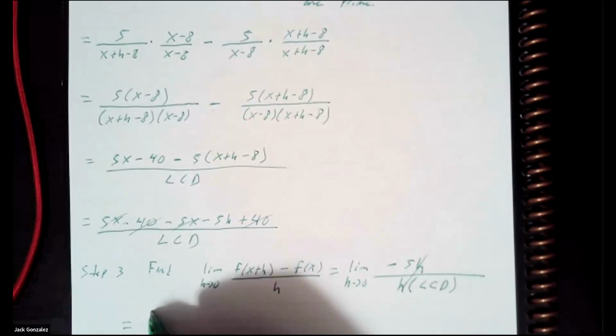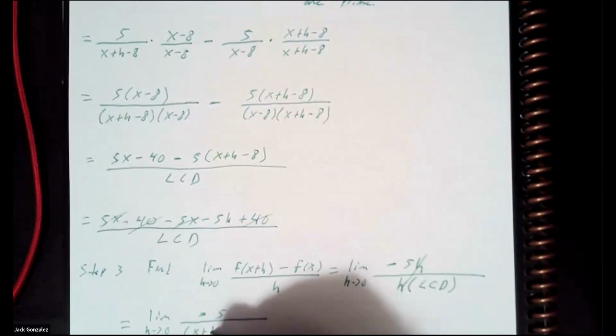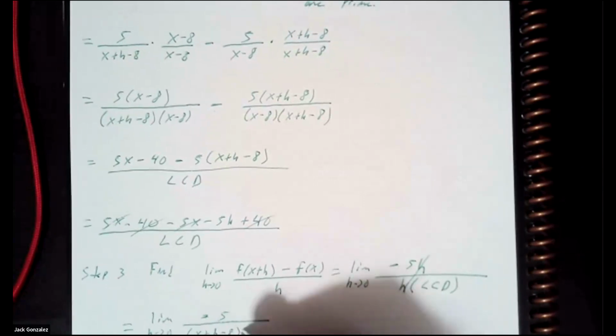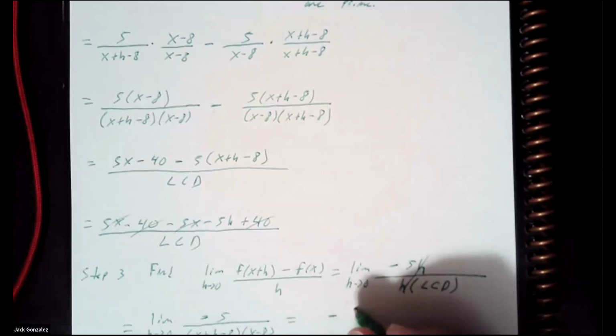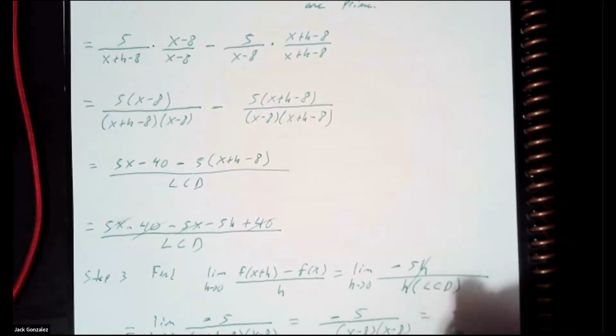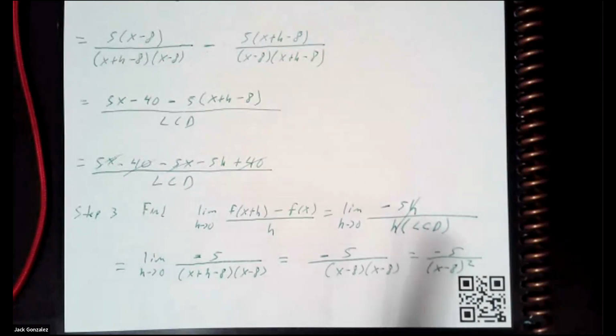So these are gone. So now let's go ahead and write everything. So the limit as h goes to 0 of negative 5 over x plus h minus 8 times x minus 8 is equal to negative 5 over x minus 8 times x minus 8. So this is the derivative.